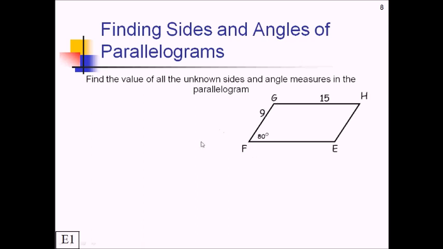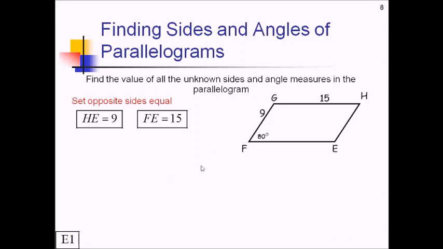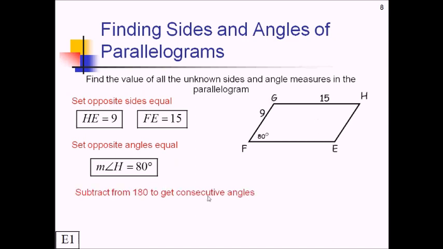All right, let's see how we did. So one property we can use is that opposite sides are congruent. So let's just set opposite sides equal to each other. We know HE has to be the same as FG, so 9. And we know that FE and GH are both the same, so those both have to be 15. Now for the angles, we know opposite angles are equal to each other in a parallelogram. So that means angle H has to be 80 degrees, just like angle F. And for G and E, we know that consecutive angles are supplementary, so we just have to subtract from 180 to get G and E. So that would be 180 minus 80, giving us 100 degrees for those.